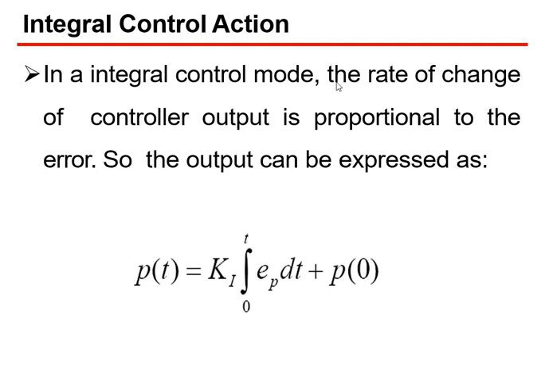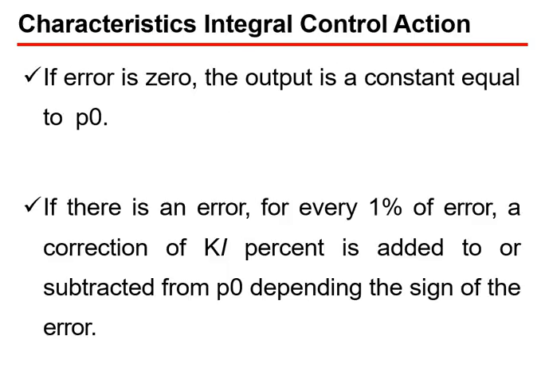In an integral controller mode, the rate of change of control output is proportional to the error. So the output can be expressed as P(t) = Ki integration of Ep dt plus P out, or we can say P0. If error is 0, the output is constant, equal to P0 or P out.